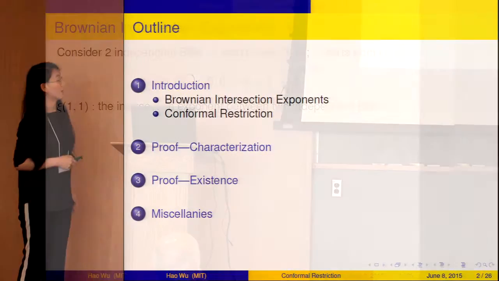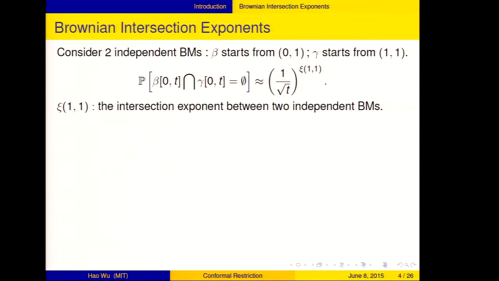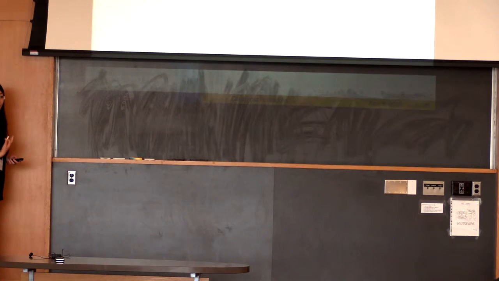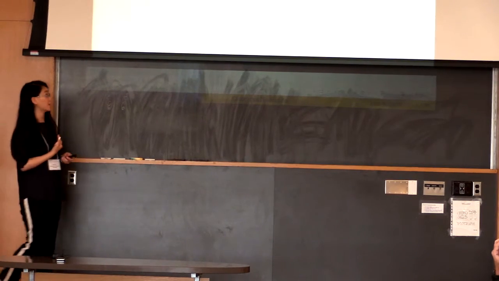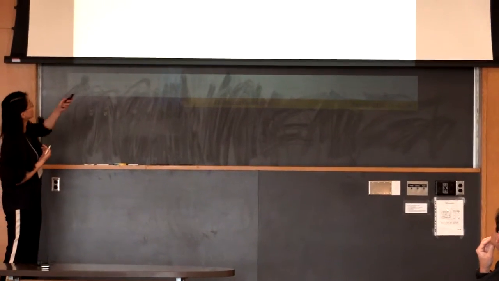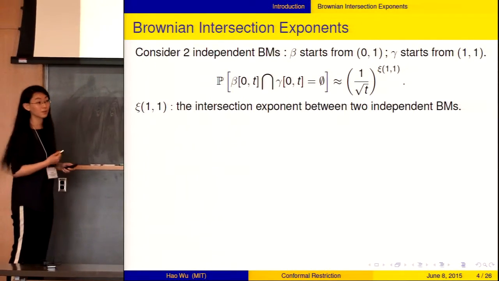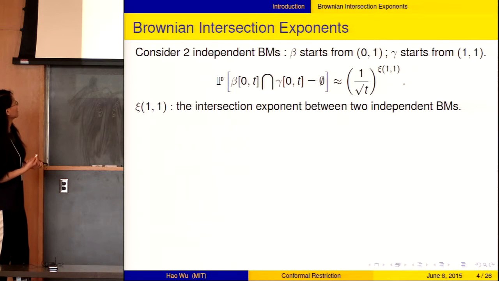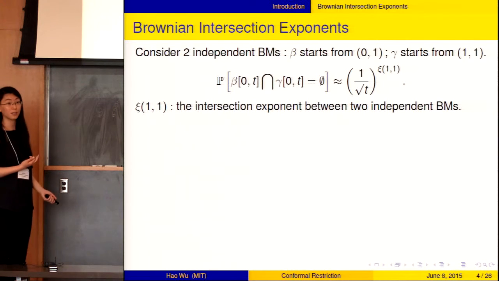So first, the Brownian intersection exponent. Suppose we have 2 independent Brownian motions. Their starting distance is 1. And then we run both of the Brownian motions until time t, and we want to calculate the probability that the 2 paths avoid each other. And then we can guess that this probability will decay like a power law of t. And we define C11 as this power. So this C11 is called the intersection exponent between 2 independent Brownian motions.